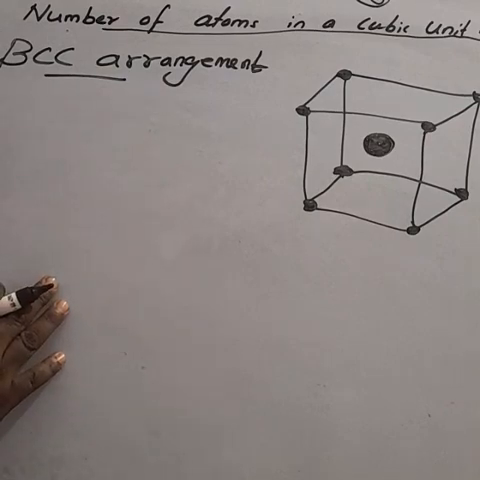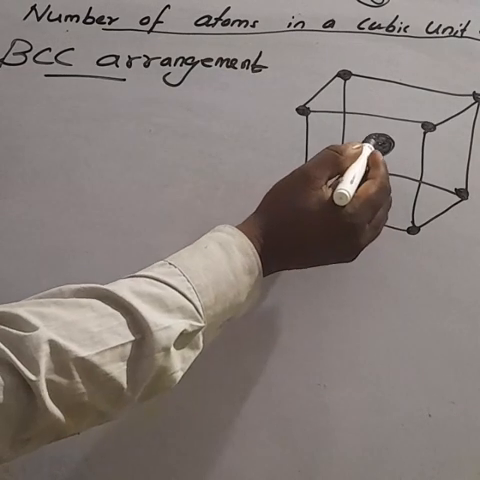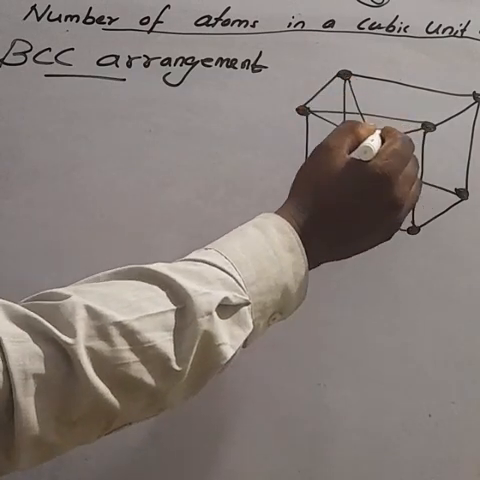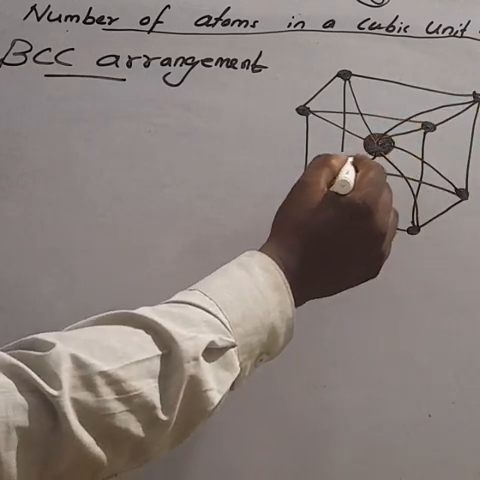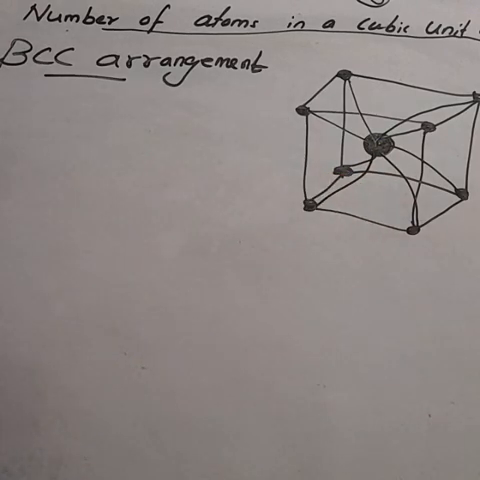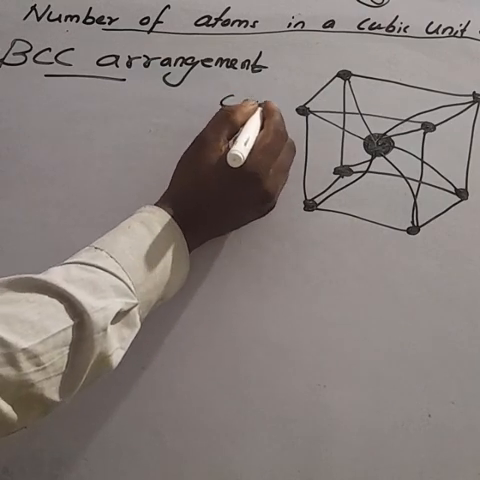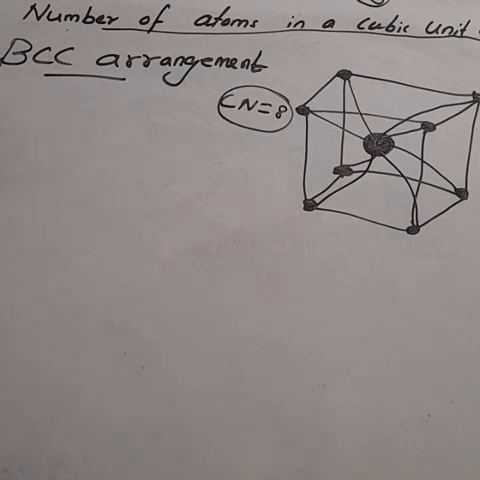Here, how can you find out the coordination number? Suppose this is the central atom. Am I right? This is connected with how many atoms? 1, 2, 3, 4, 5, 6, 7, 8. So what is the coordination number, my dear children? Can you say? The coordination number is equal to 8 for body-centered. What about the simple cubic coordination number? 6. Don't forget that one-word question.